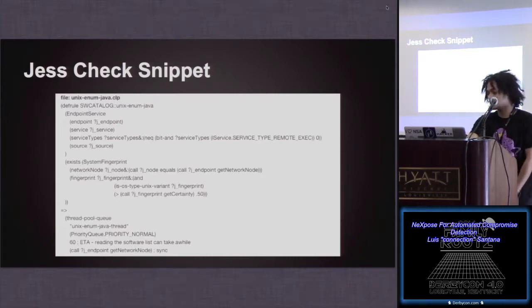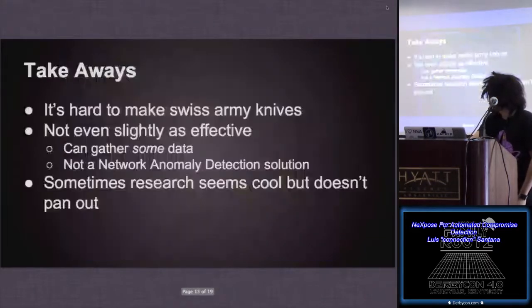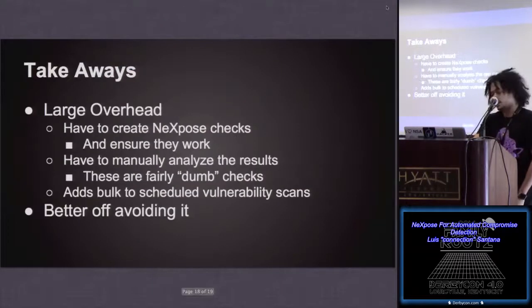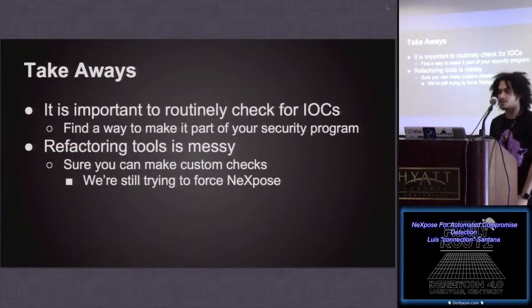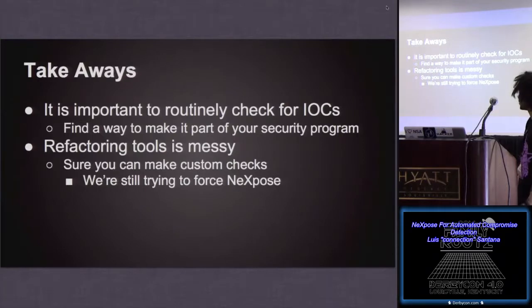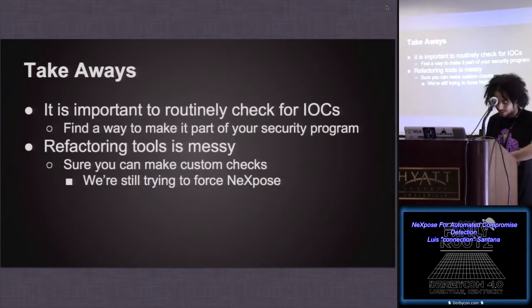I did get some checks written, and they do some of this stuff, but I thought it was always better off to avoid it, because it was so much hassle to get things going, and not enough return. But it is important to routinely check for IOCs and find a way to make it part of your security program. NeXpose is probably not the best solution. That being said, if you dedicate your time to writing those custom checks, you theoretically could leverage this to do it. The downside is that it's a lot of a time investment, and I just didn't see it being worthwhile, honestly.